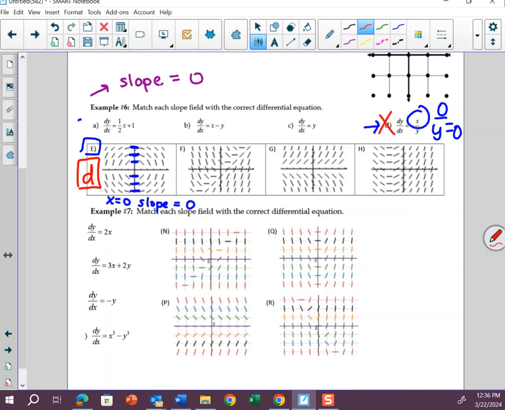Anything else you can match up? How about letter G? It's hard to see this on letter G, but I'm pretty sure on the graph of letter G, all the 0 slopes are along the x-axis. So those are all 0 slopes when y equals 0. So I'm pretty sure C matches up with G.